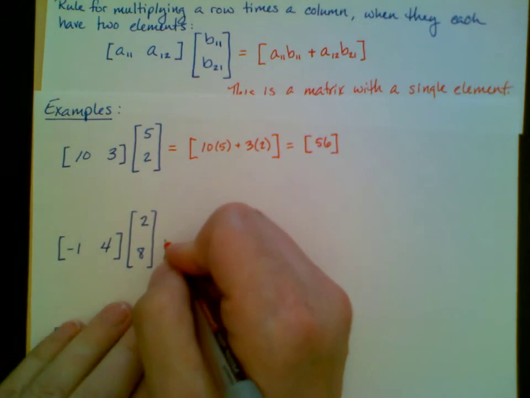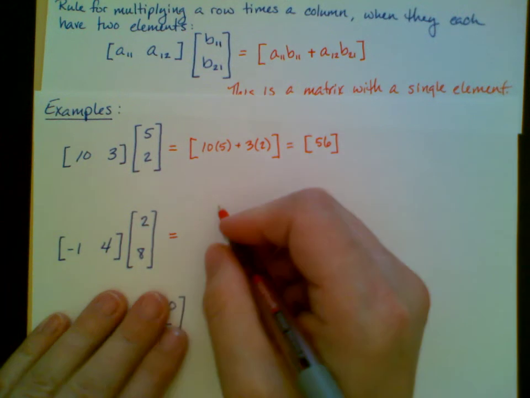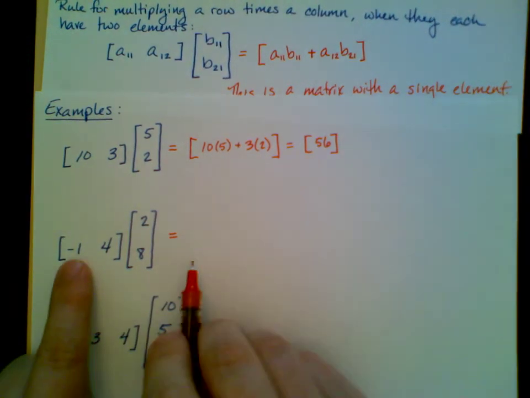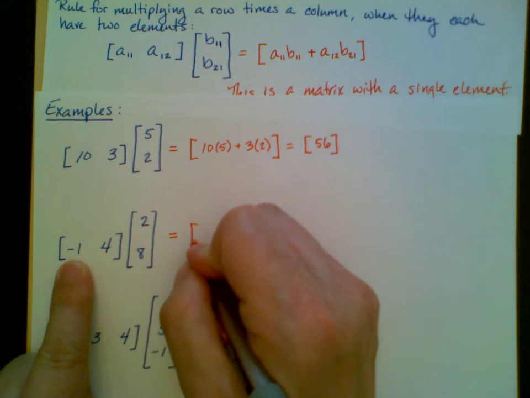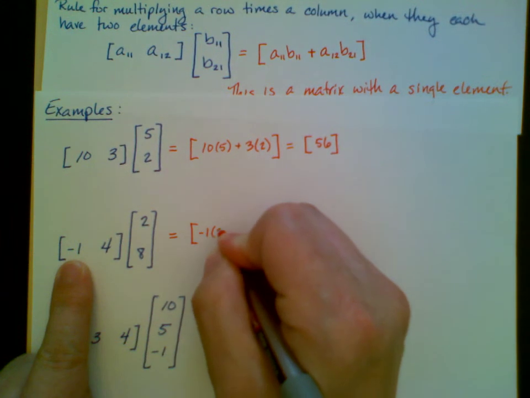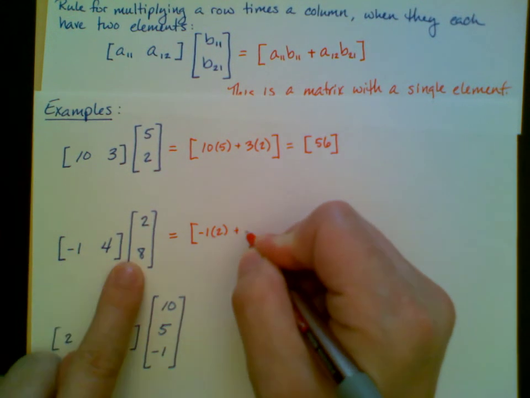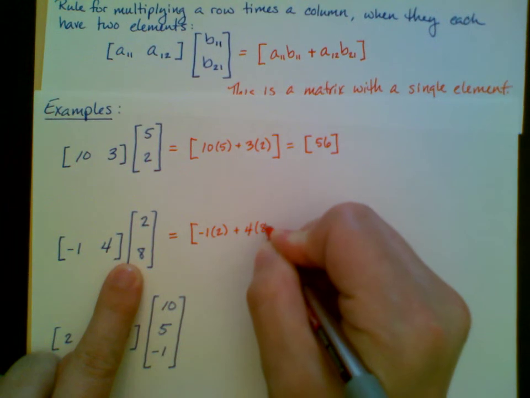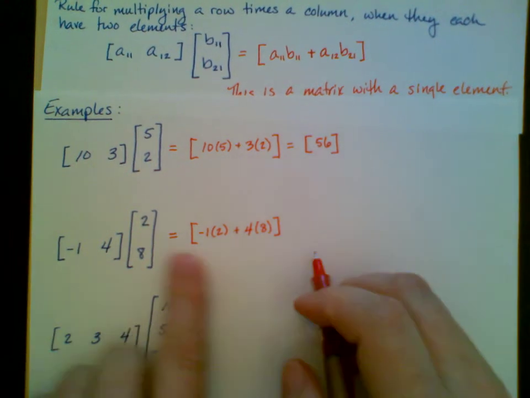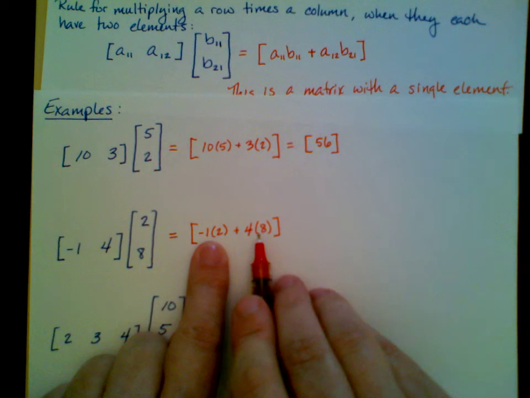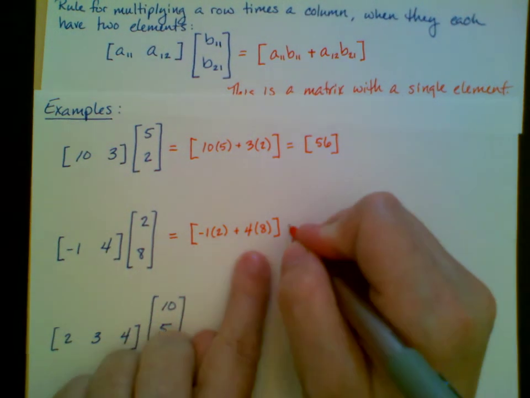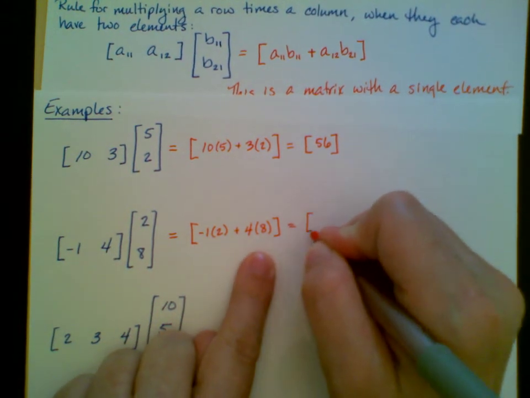Let's do the next one. So, negative 1 times 2 plus 4 times 8. So that will be negative 2 plus 32, which is 30.